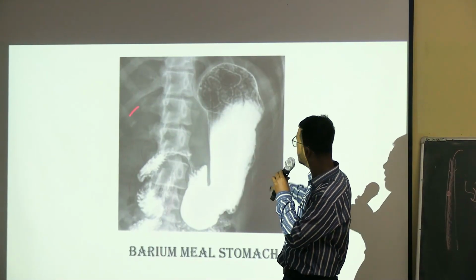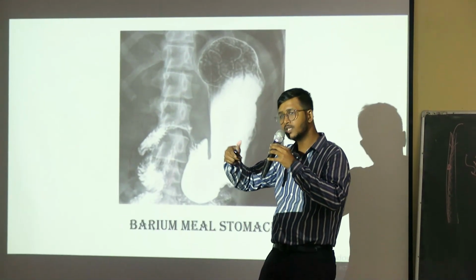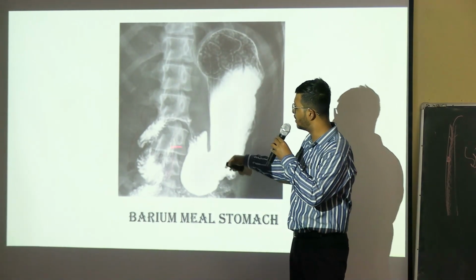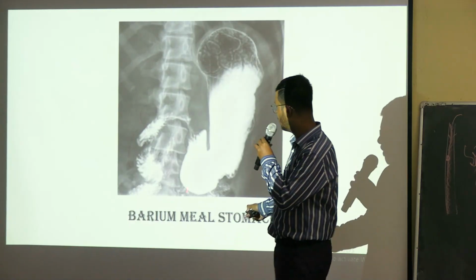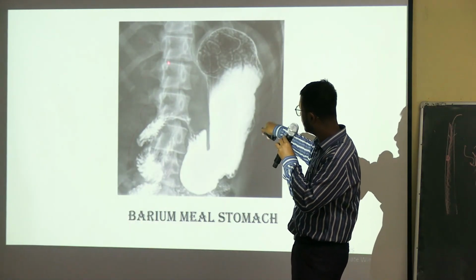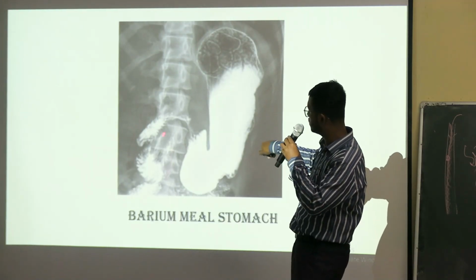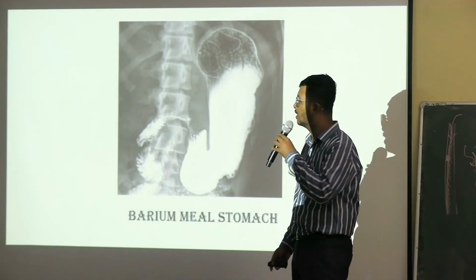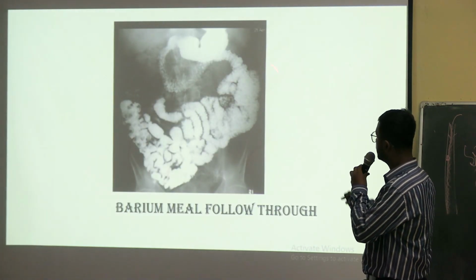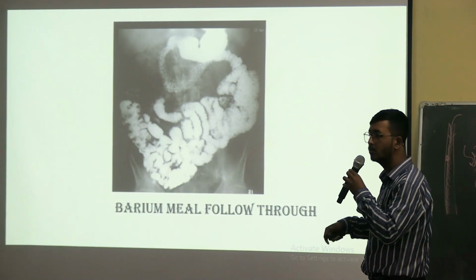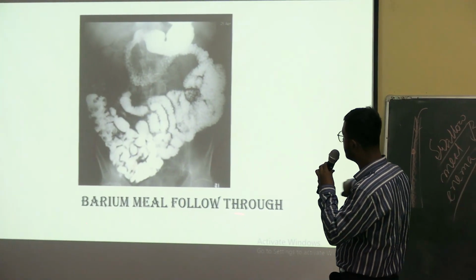Now this is barium meal. Barium meal is nothing but the solution when it reaches the stomach and first part of the duodenum, it is given the name barium meal. The same thing. Okay. The barium sulfate, when it reaches the first part of the duodenum after crossing the stomach, is given the name barium meal. Now this is a normal stomach picture. And this is your barium meal follow through. Follow through means the same barium substance when it reaches the small intestine, it is known as barium meal follow through.